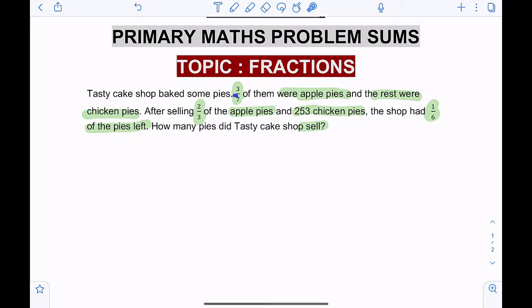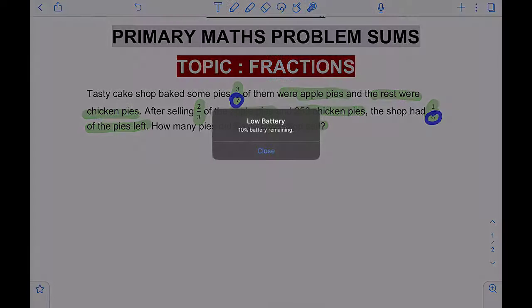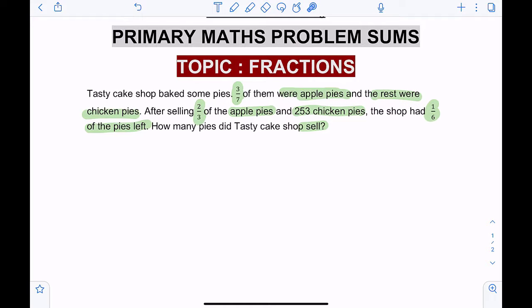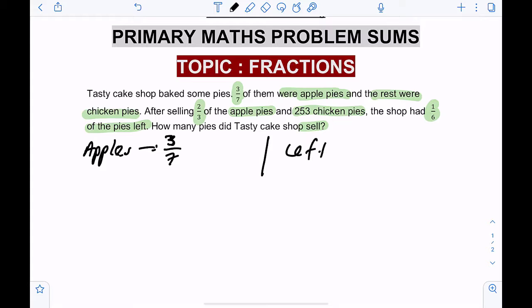So at one instance they said the total is 7, another instance they said total is 6. So what we need to do is make sure these two numbers are the same. So how do we do that? We find a common multiple between 7 and 6. So for the apple pies, 3/7. Whatever is left at the end, we know it's 1/6.